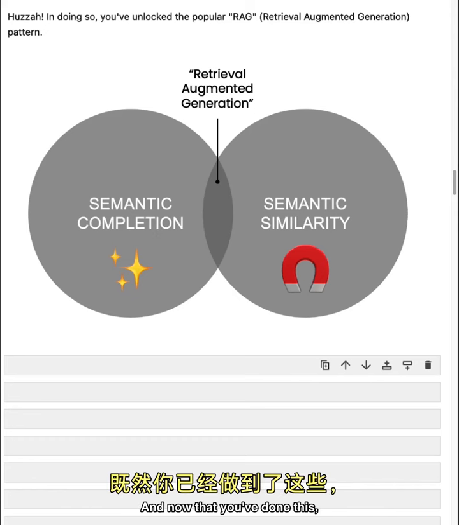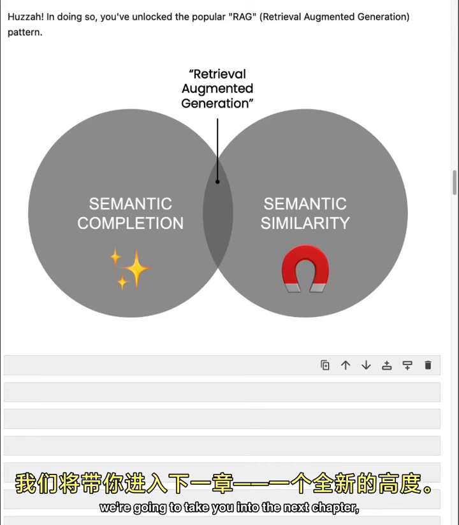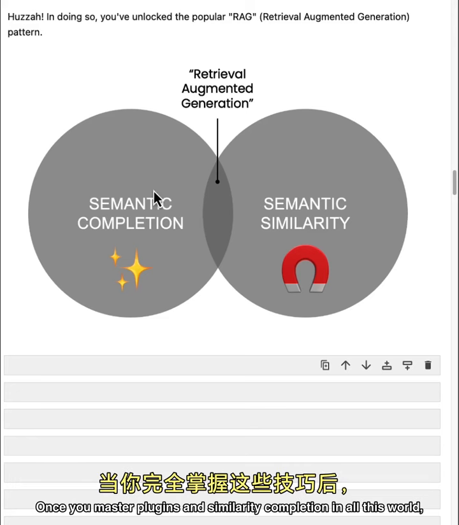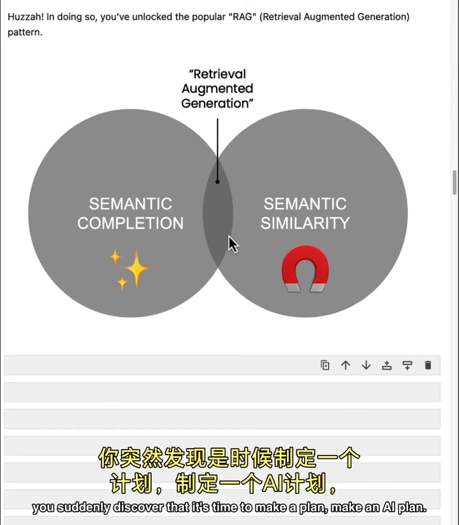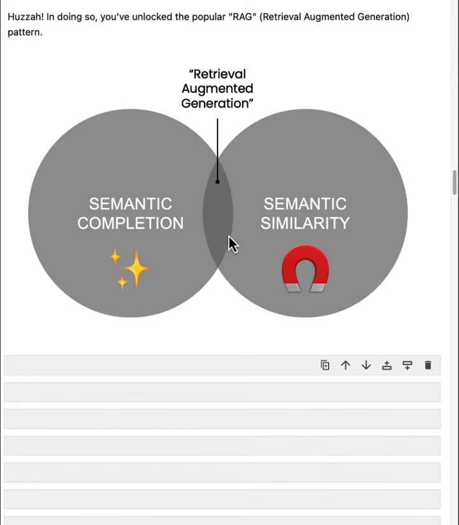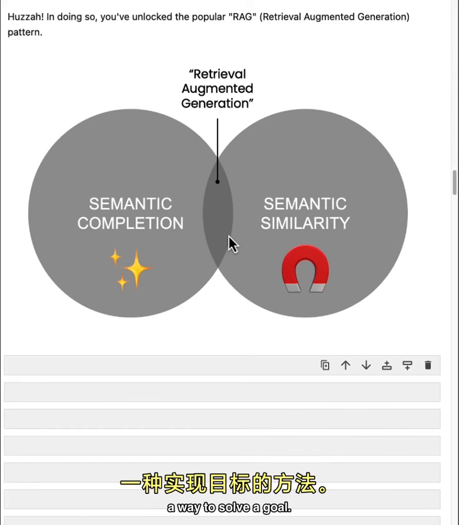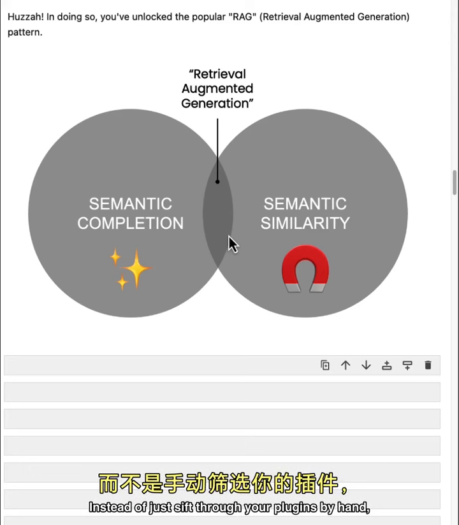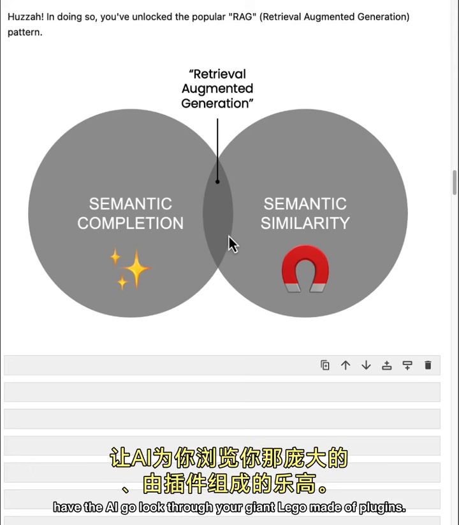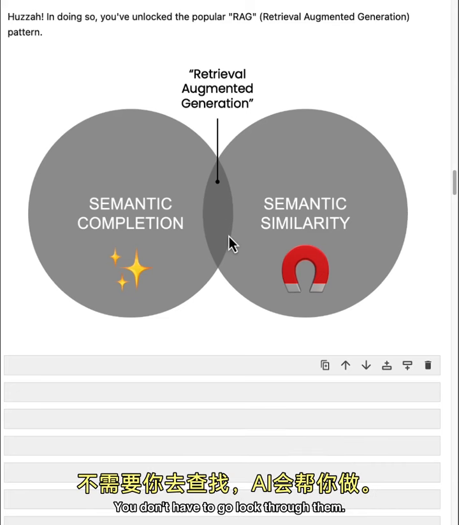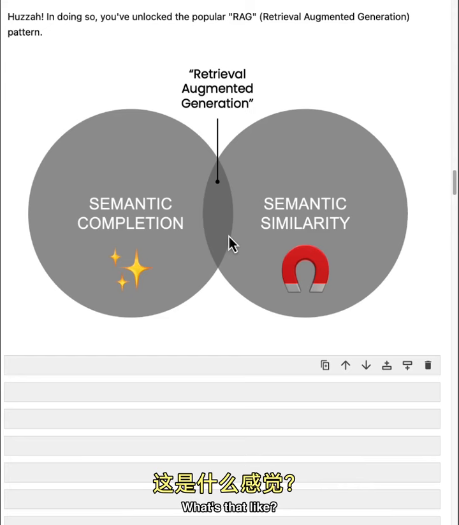And now that you've done this, we're going to take you into the next chapter, which is all about something at a whole different level. Once you master plugins and similarity completion, all this world, you suddenly discover that it's time to make a plan, make an AI plan, generate a way to solve a goal. Instead of just sift through your plugins by hand, have the AI go look through your giant Lego bin of plugins. You don't have to go look through them. The AI can look through them. What's that like? Let's jump into plans.